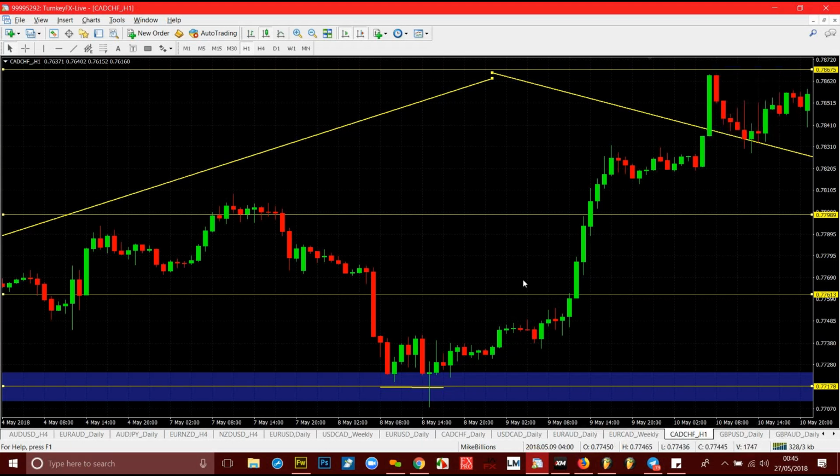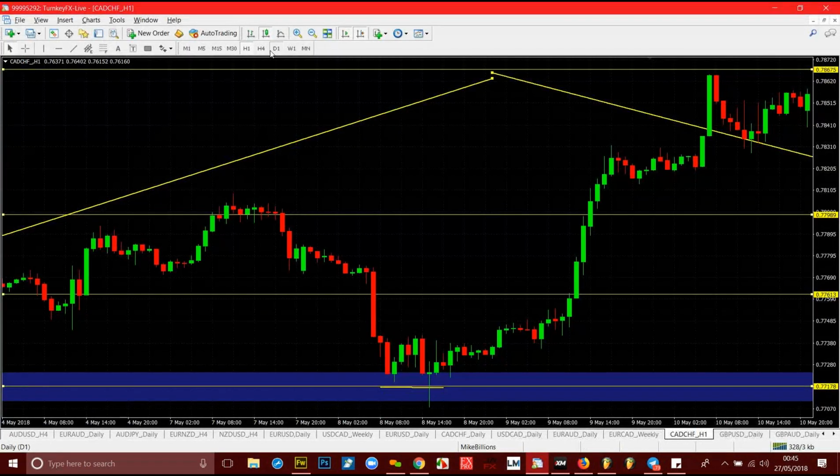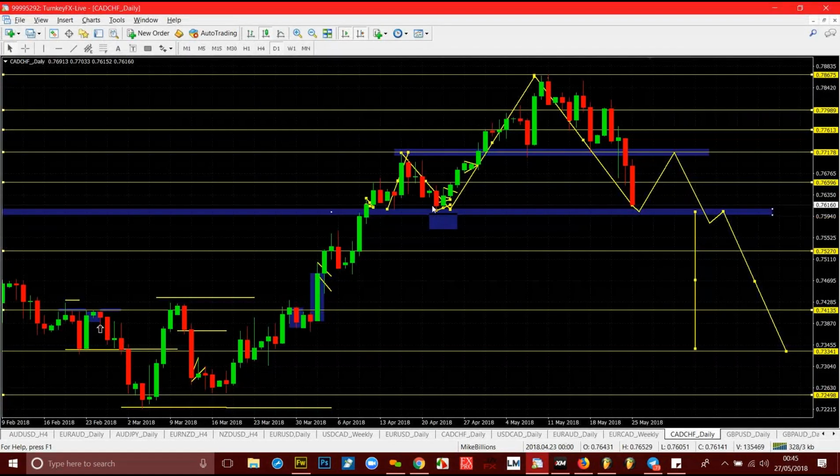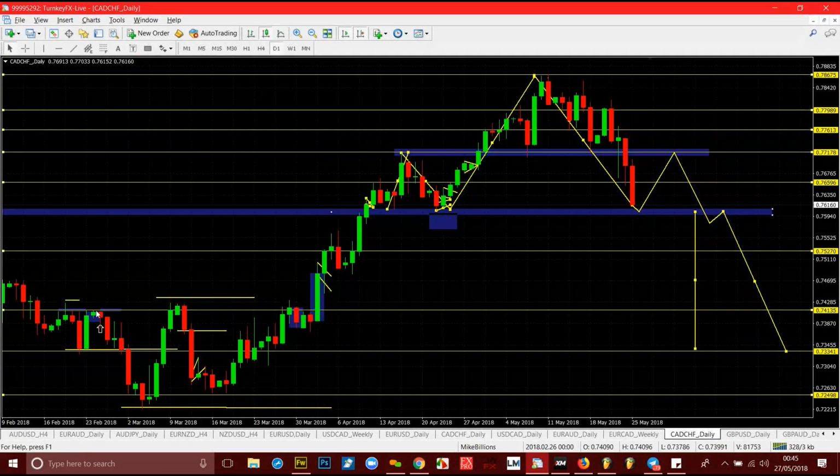So that's aggressively entering. Then to enter conservatively, make sure you look for a double bottom or a double top at the point where you have that retest. Look for a simple pattern, either a double top or a double bottom, or a shooting star or a hammer at this point.